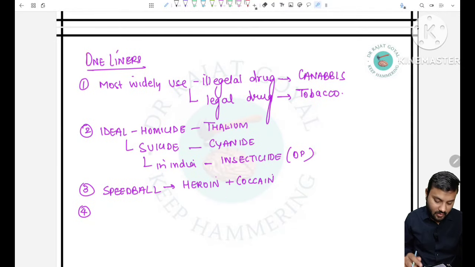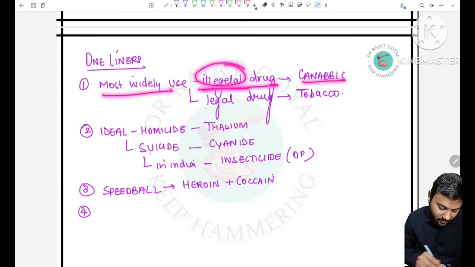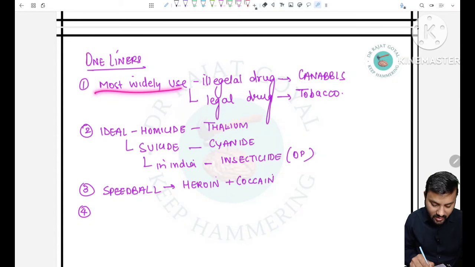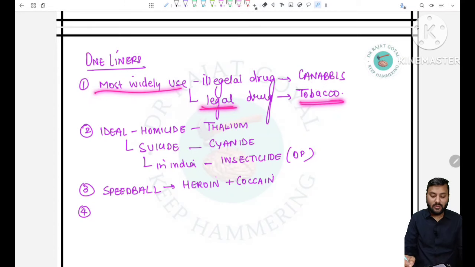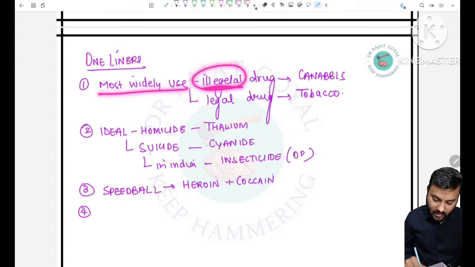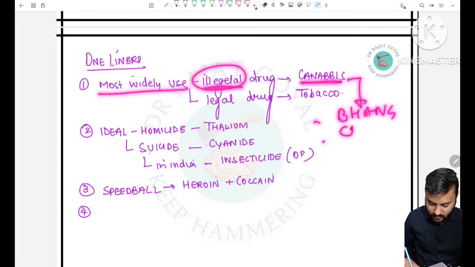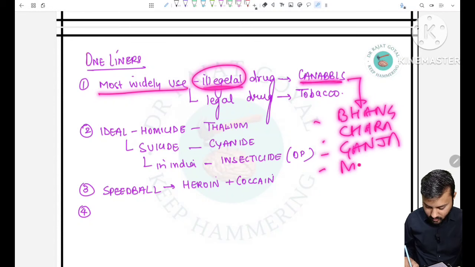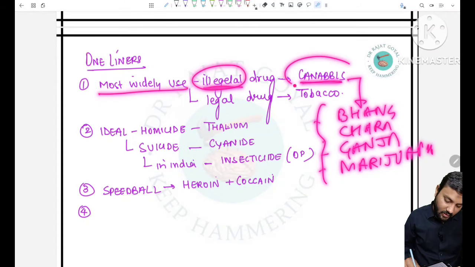Now some one-liners. The most widely used illegal drug is cannabis, but the most widely used legal drug is tobacco. Tobacco chewing is very common in India, so it is a legal drug. But the most widely used illegal drug is cannabis. Bhang, charas, ganja, and marijuana all come under cannabis.